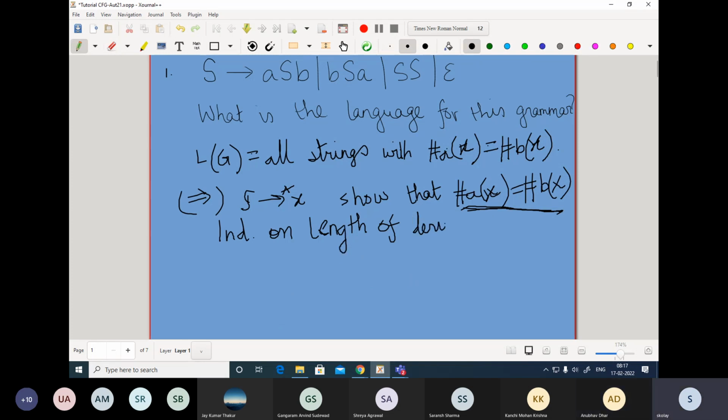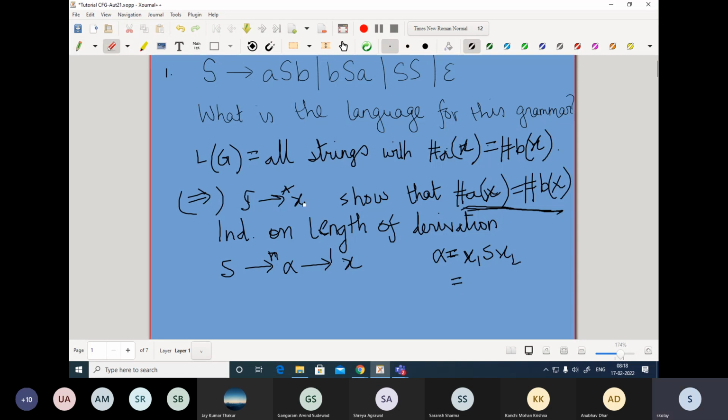Okay, so if I induct on the length of the derivation, then how will you do it? Suppose at some point you have alpha, and then in one step you go to x, right? Now, how will you do this? In one step, what will alpha be? Alpha can be one of the three kinds, right? It will be x1, S, x2, and this S gets replaced.